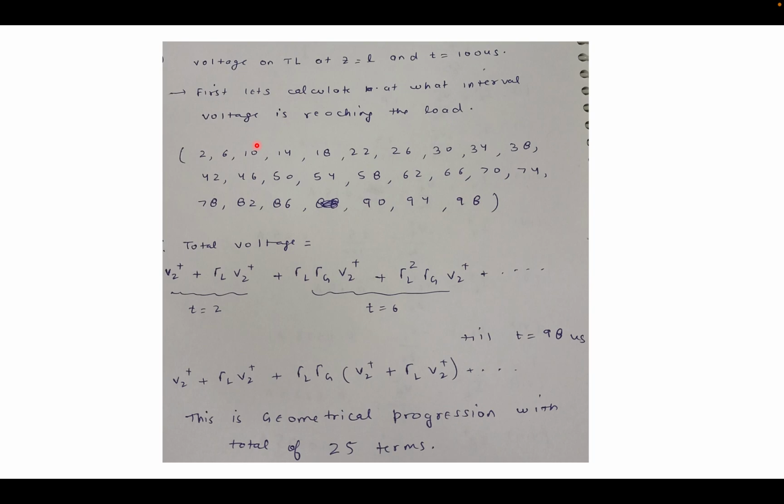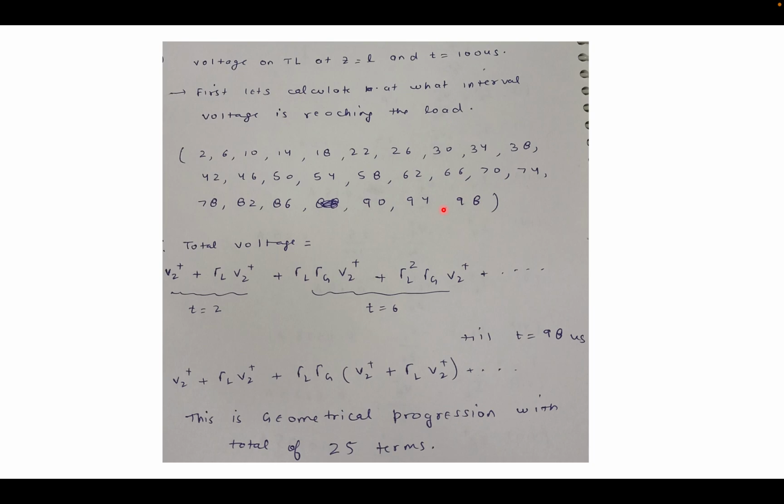Okay, so now the question is asking to calculate at z is equal to L, t is equal to 100 microsecond. So basically in t is equal to 100 microsecond, it will strike 25 times, because if you add all of them you will have a total of 25 terms. So it's striking the load end 25 times in an interval of 100 microsecond.